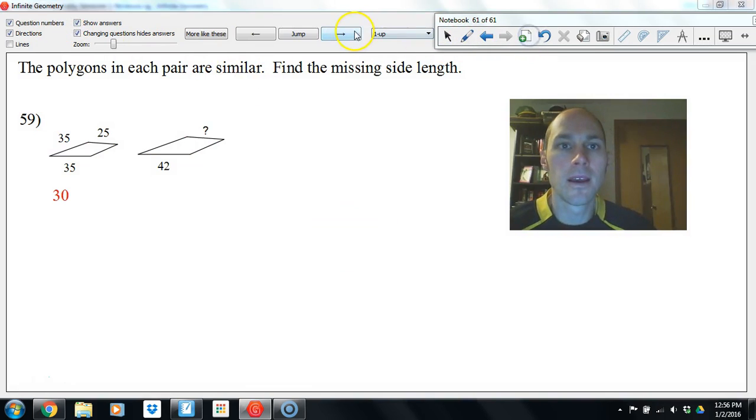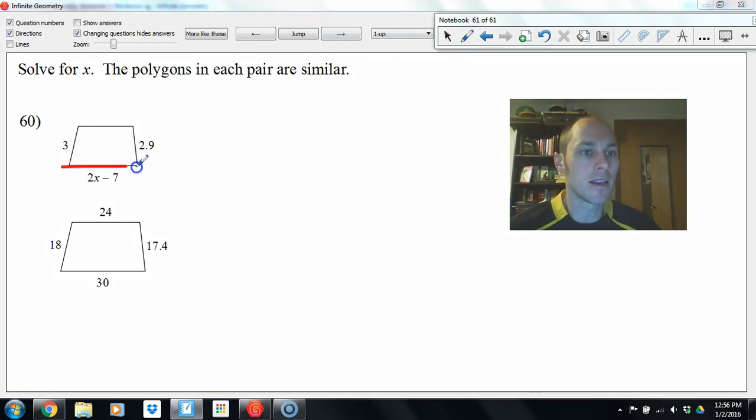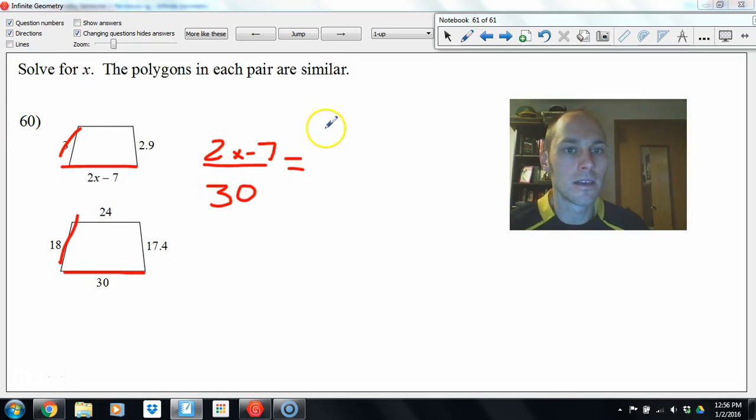Okay. Next one. Solve for x. Two polygons are similar, so same thing. We want to find x. So 2x minus 7 matches with the side that is 30. I can choose any of these other sides, I'll choose 3 and 18 because those are integers, make it easier to do our multiplications. But I just need to match up corresponding sides. So 2x minus 7 is the smaller one, goes to the bigger one, smaller to bigger.